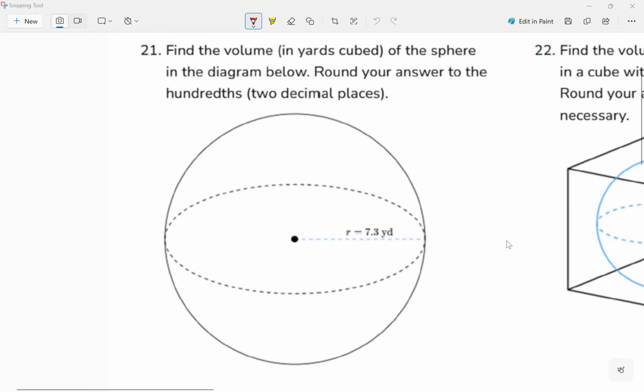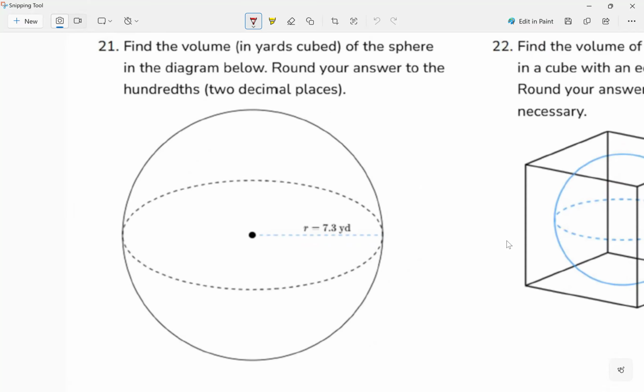Now we're going to be looking at volume. Volume is basically the space inside a figure. So for question number 21, I'll be working today up until 26. Question 21 says, find the volume in yards cubed of the sphere in the diagram below. Round your answer to the hundredths, so that's two decimal places.